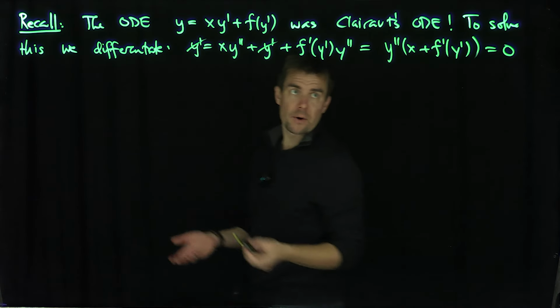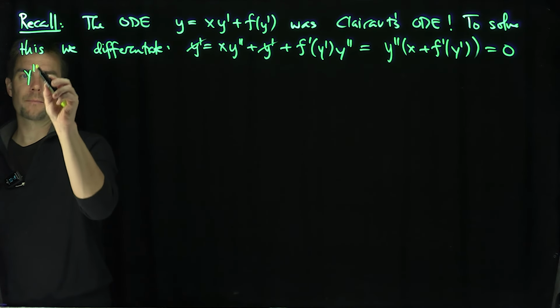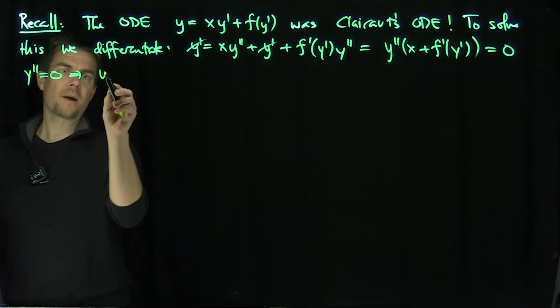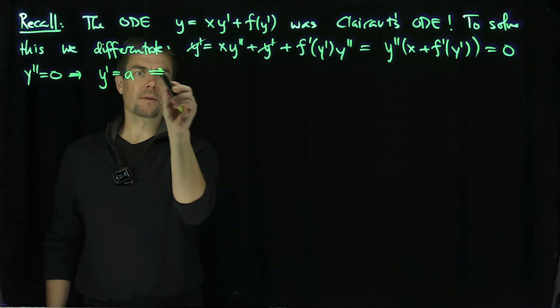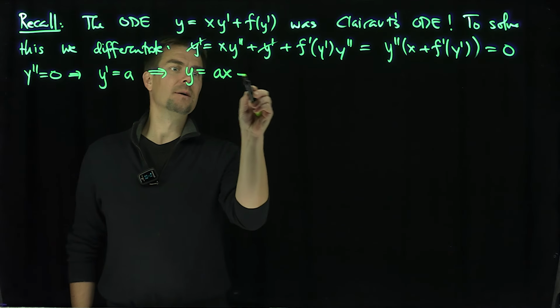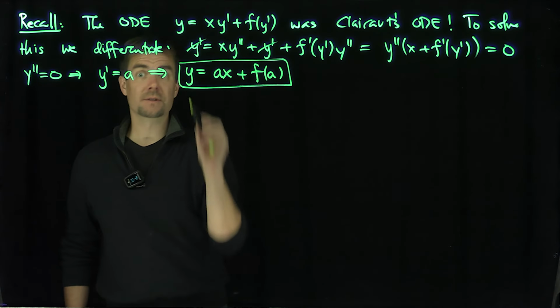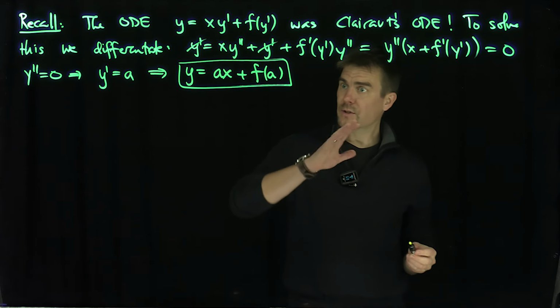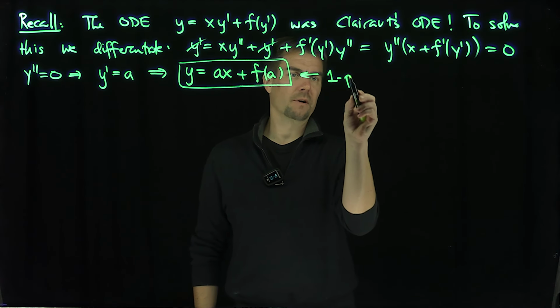Okay, well that's great, because now either one of those two things has to be 0. So y'' can be chosen to be 0, right? So y'' is 0, which forces y' to be a constant a. Well, if y' is a constant a, then you can write down the solution. Then the solution becomes y is equal to ax plus f(a). So there's a family of lines over here. This family of lines is going to be the solution to the Clairaut ODE. This is a one-parameter family of lines.